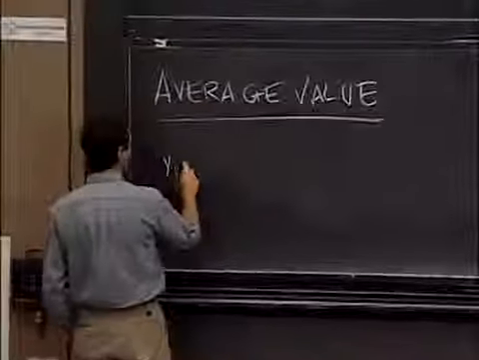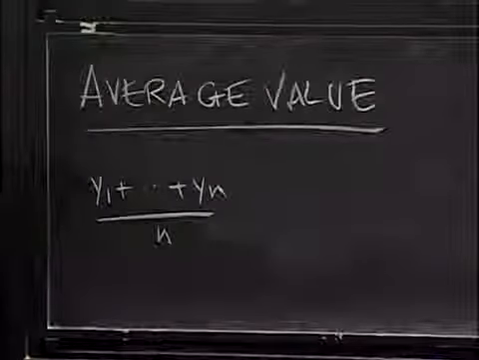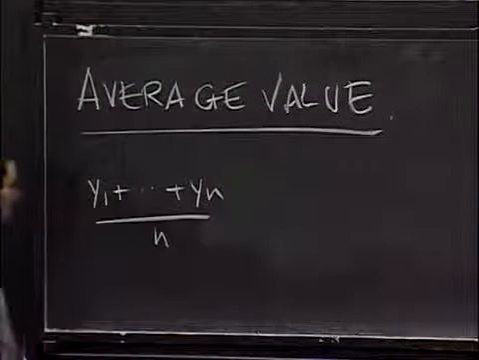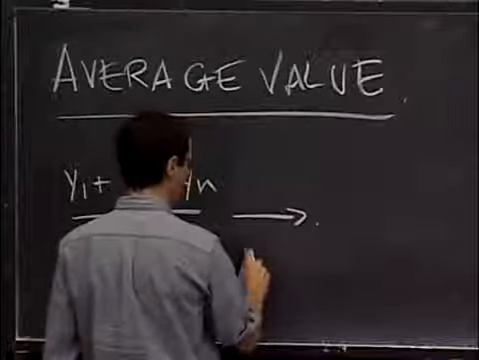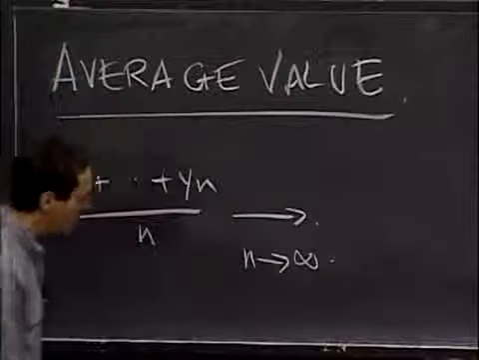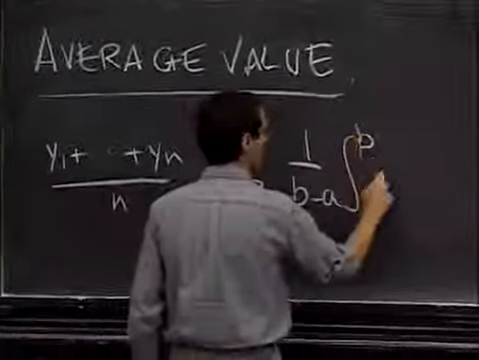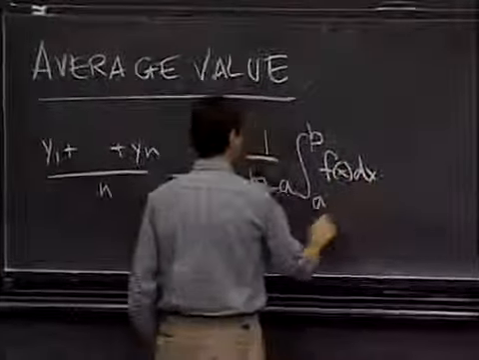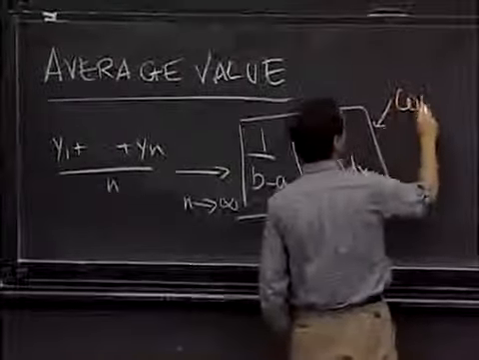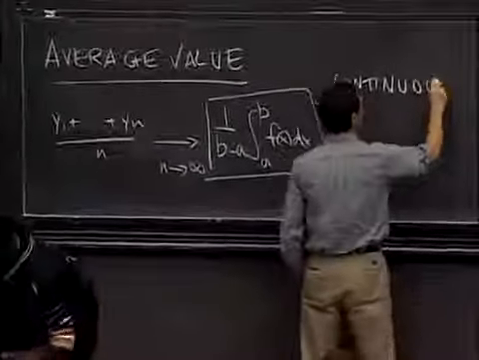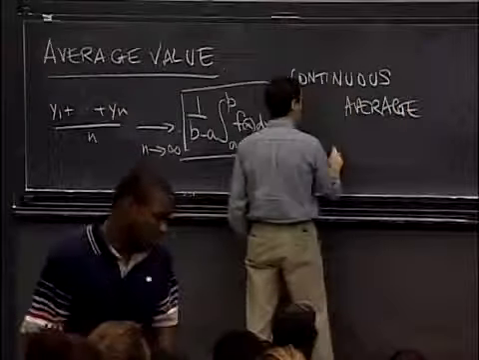If you take the average of a bunch of numbers, that looks like this, and we can view this as sampling a function as we would with a Riemann sum. And what I said last week was that this tends to this expression here, which is called the continuous average. So this guy is the continuous average, or just the average of f.